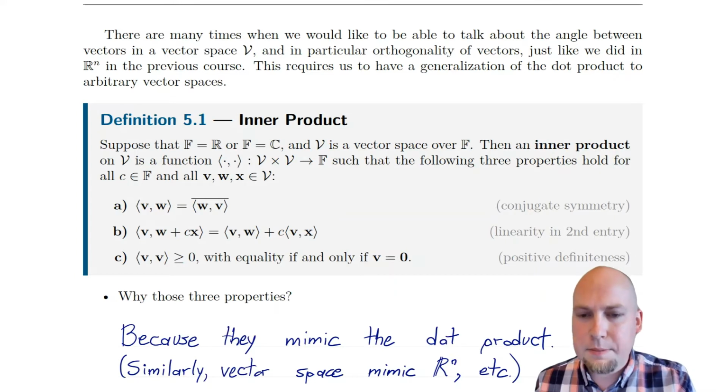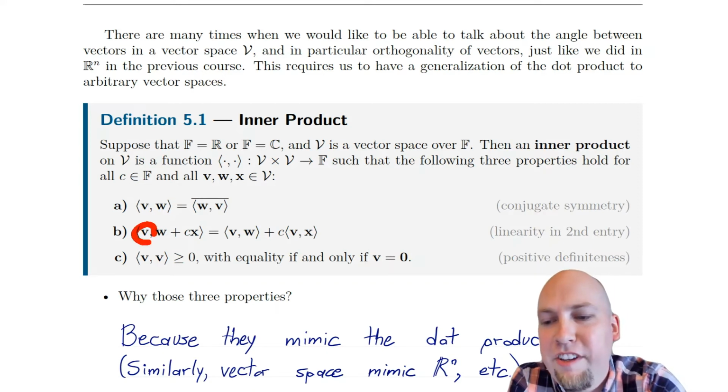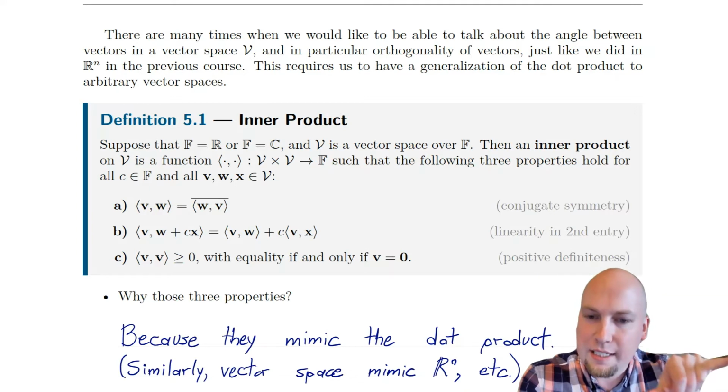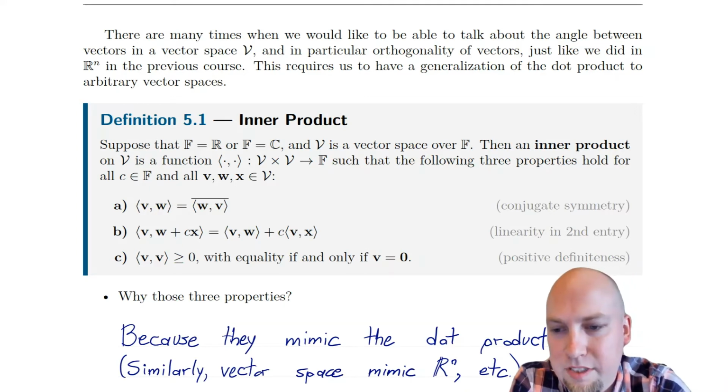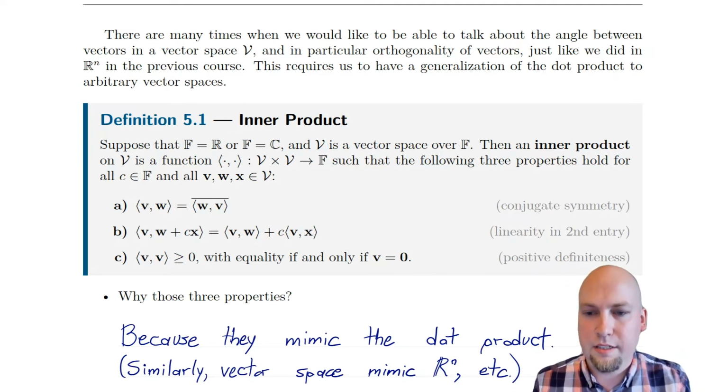The next property that we have is that an inner product has to be linear in its second entry. In other words, if I leave the V fixed in the first entry, then it behaves kind of like a linear transformation in the second entry. We have that the inner product of V with W plus CX splits up into the inner product of V with W plus C times the inner product of V with X. So it acts linear in the second entry of the inner product.